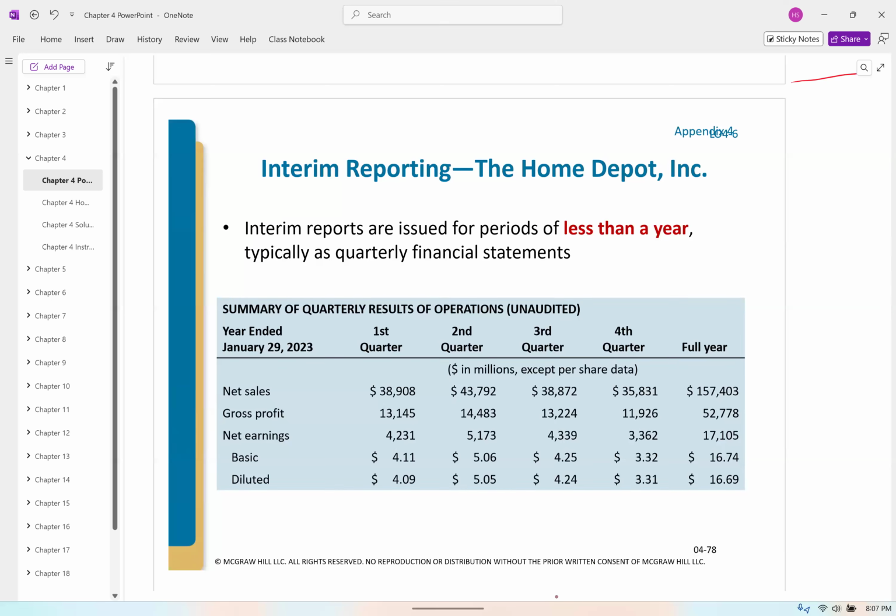Can you imagine having to have audited financial statements every 3 months? By the time you finished one audit, you would be starting another. So that would take a lot. Those are more estimates. We don't put as much stock into those as we do the full year. All right. That is all for this chapter, and I will see you in the next chapter, chapter 5.